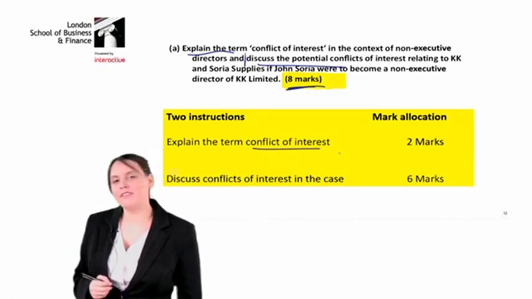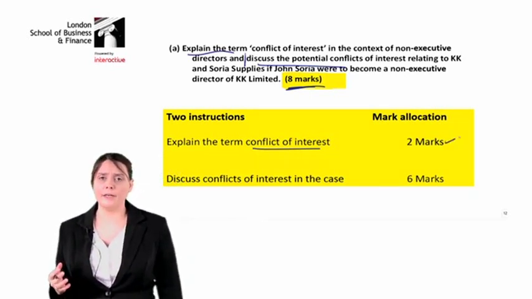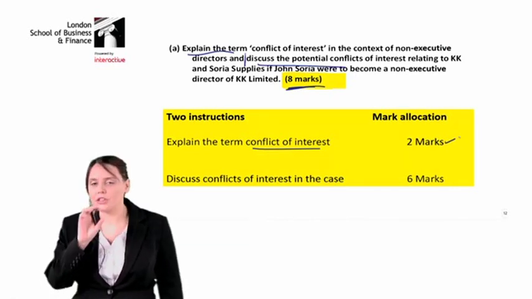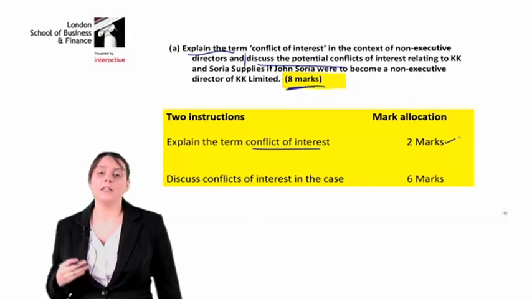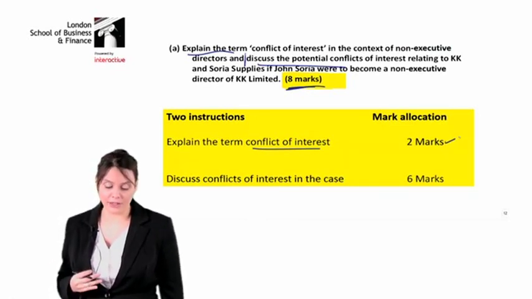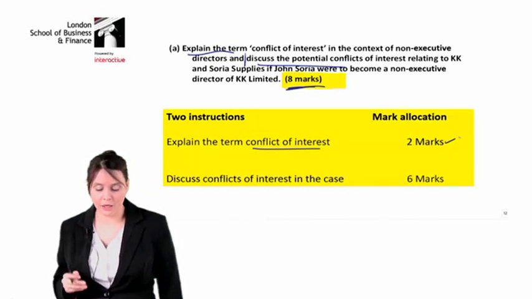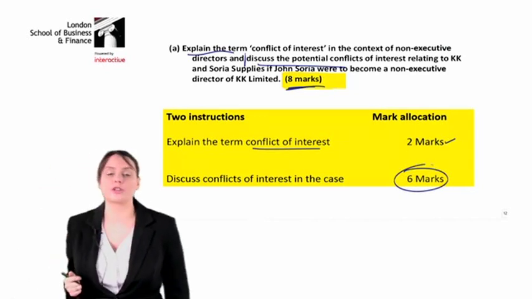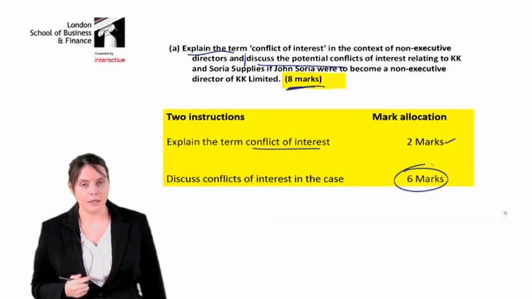Explaining the term conflict of interest is likely to get us 2 marks in the exam. You can expect, if you have to explain a particular word or phrase or give a definition in the exam, there's going to be 2 marks available for that, if you give a proper explanation. Which means there's 6 marks available for our second instruction for discussing the conflicts of interest in the scenario.